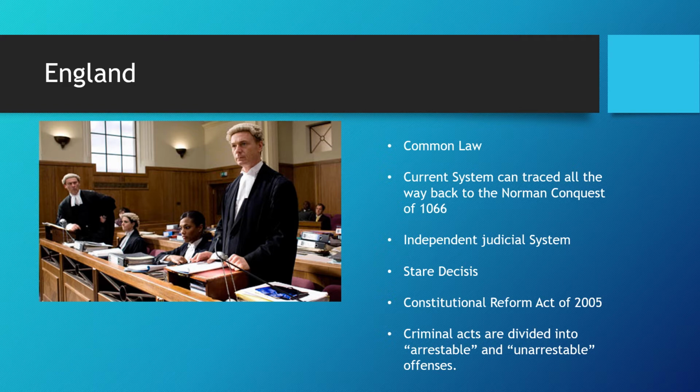Another feature of the common law system is that they have an independent judicial system, which means the judges in the criminal justice system operate independently from the executive and the parliamentary branches of the government over there. Another feature is stare decisis, which means let it stand. As I said earlier with common law, the decisions are not necessarily based on a codified law book. It's based on prior judge rulings.